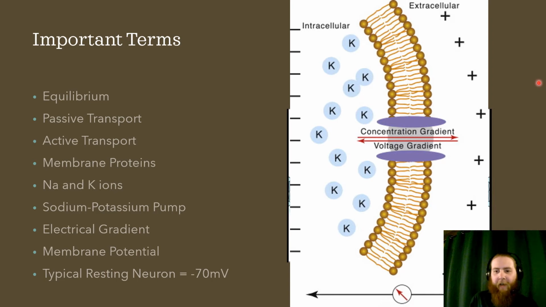So anytime we have this difference, now we have potential energy that is wanting to come to this balance, wanting to turn into kinetic energy. And inside of the resting neuron, inside of a normal human cell, the resting membrane potential is around negative 70 millivolts. This is an important number.